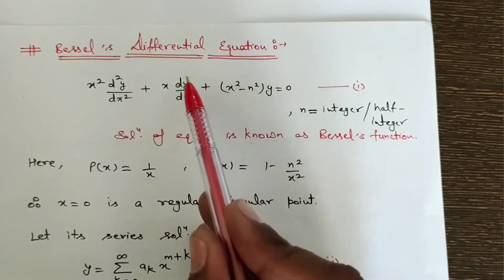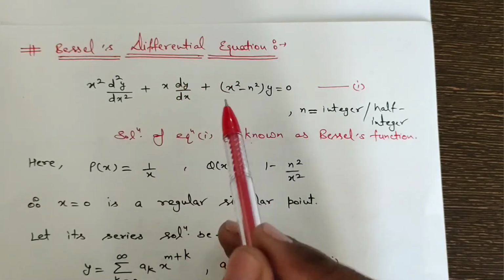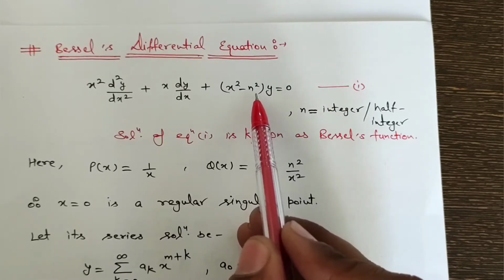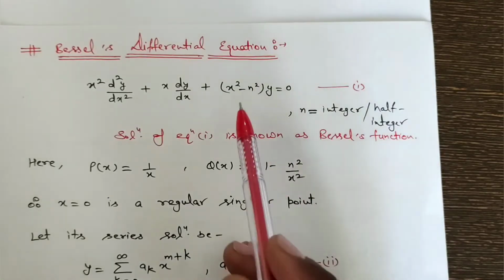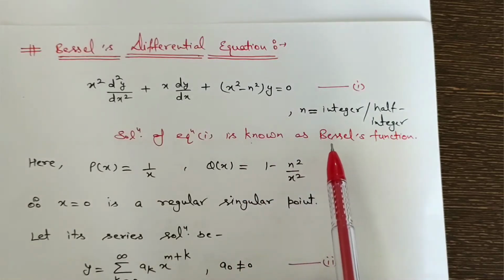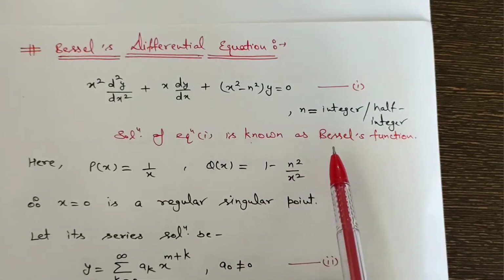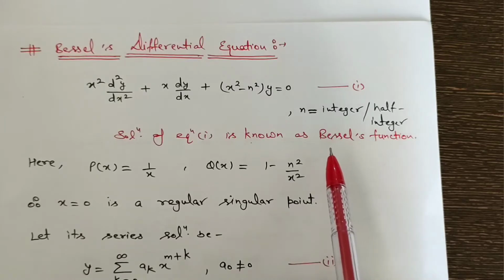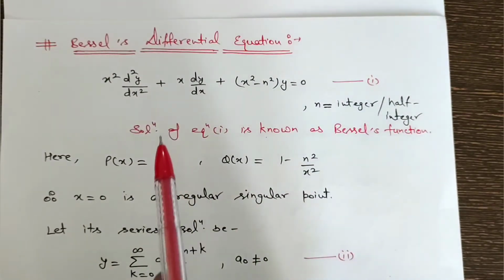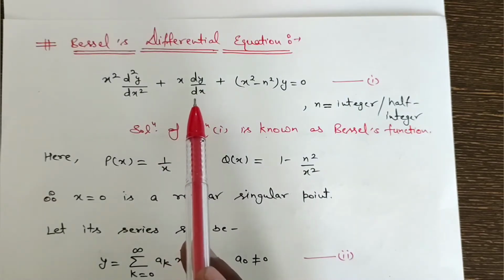It is a second order linear differential equation, and the condition on n is that n can be an integer or a half integer. The solution of this differential equation is known as Bessel functions, and it is of great importance in our physical problems. So let's have a look at how we can obtain the solution of this differential equation.